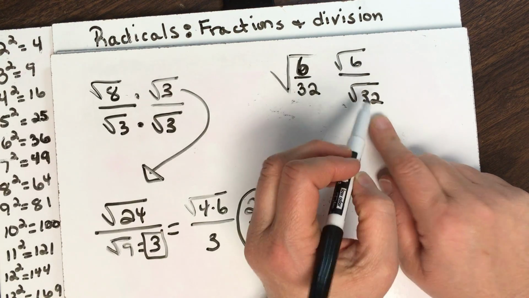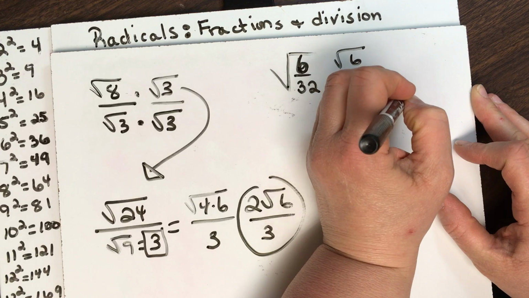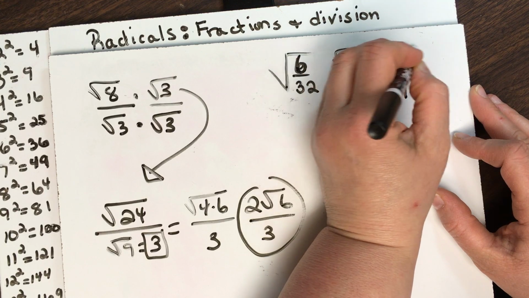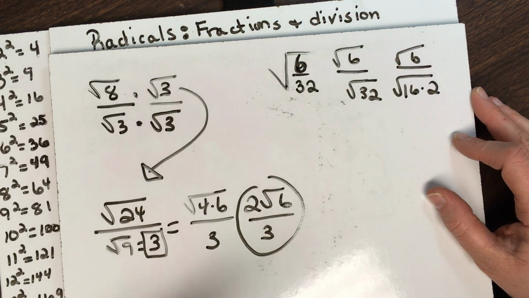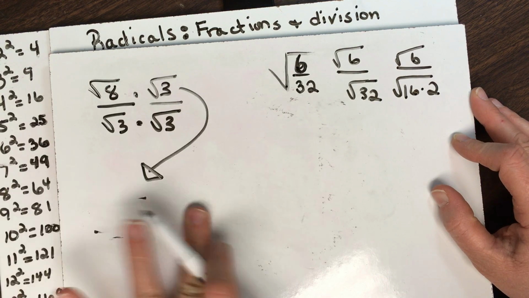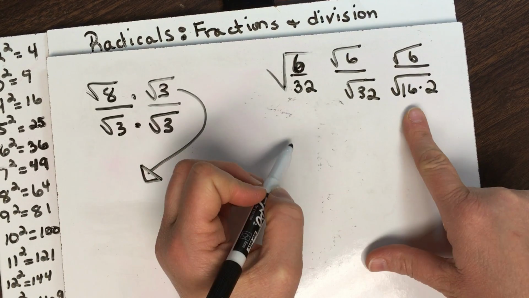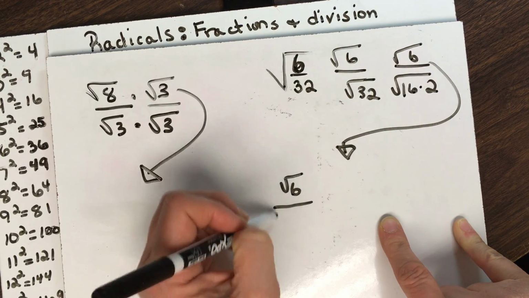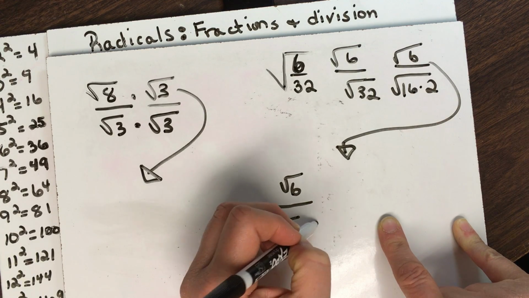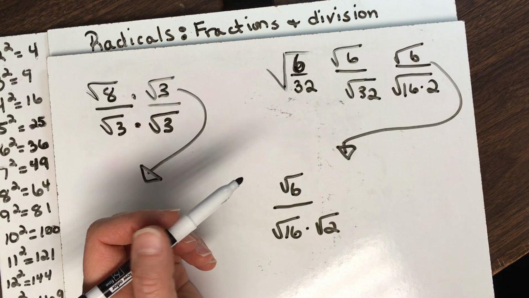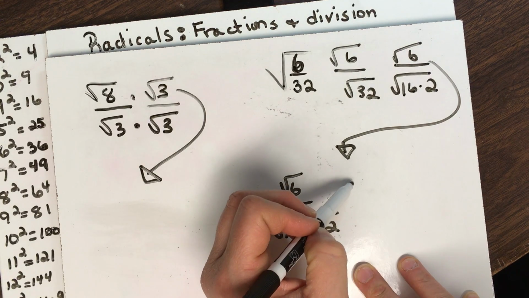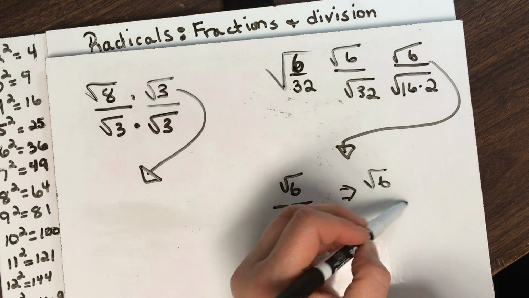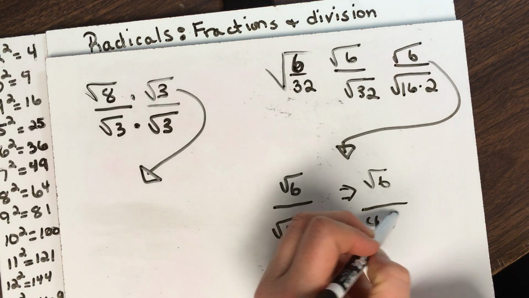So I know that my perfect squares in here are 16 and 2, so that's what I'm going to use. And then I still have 6 on top. Let me get this out of our way. Alright, so I'm going to take all of this and bring it down here. I have a square root of 6. I have 16, and I have 2. The square root of 16 is 4, so now I'm left with square root of 6 on top. That's going to come out to be 4 and square root of 2.